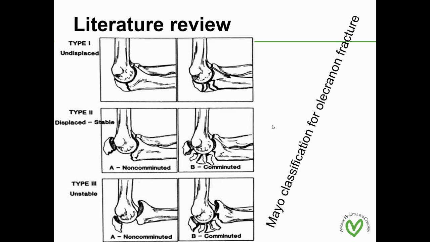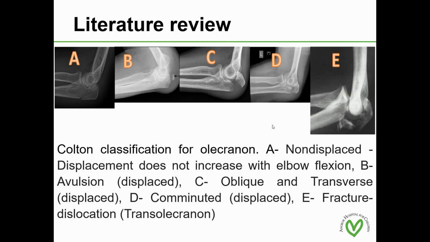This is the Mayo classification also for olecranon fracture, which is divided into three subtypes, and there are two in each subtype. And the Schatzker classification also for olecranon fracture, which is divided into five subtypes also.